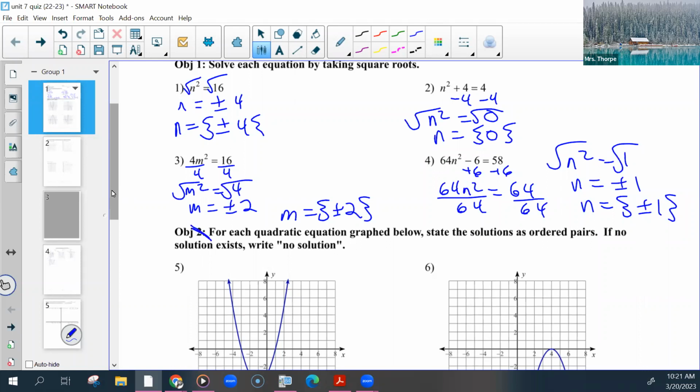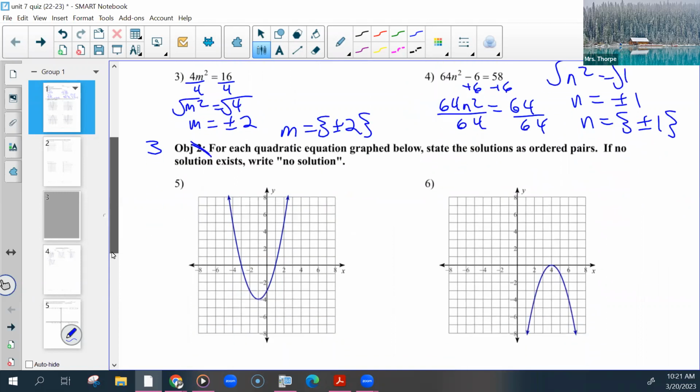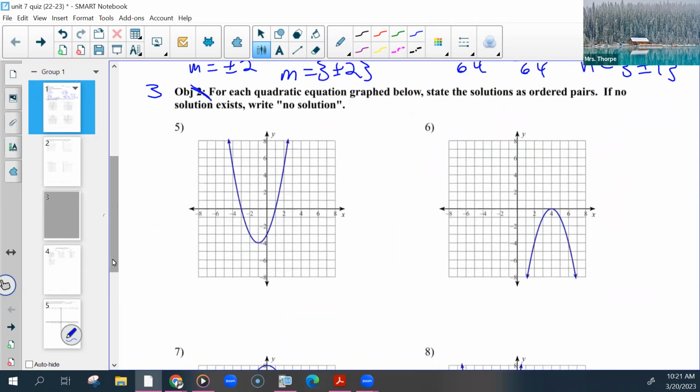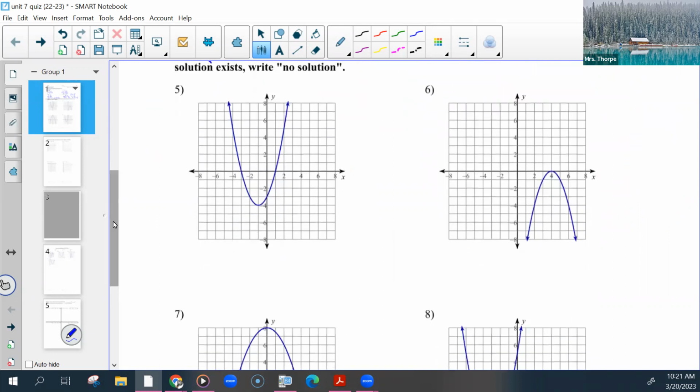Remember that this next objective was 3, not 2. But you just had to find the solutions. Where does your parabola cross the x-axis? And write those as ordered pairs. So 5 should have had 2: at -3, 0 and at 1, 0. So as long as you put those correct points in the correct order, you were fine. If you started putting other things, then you are not.